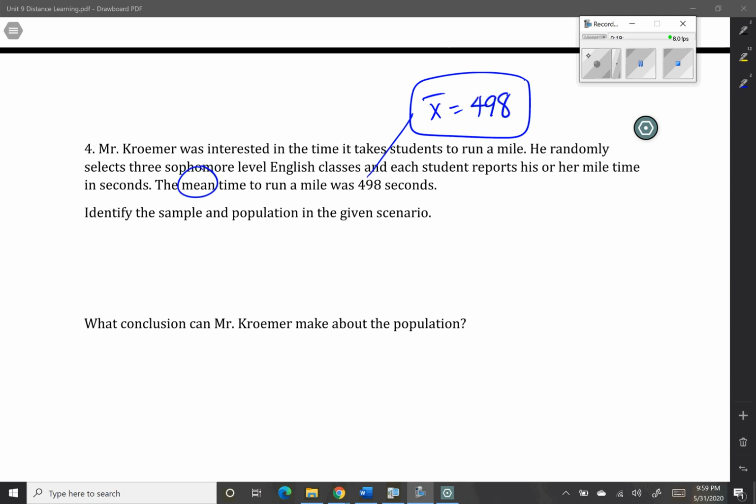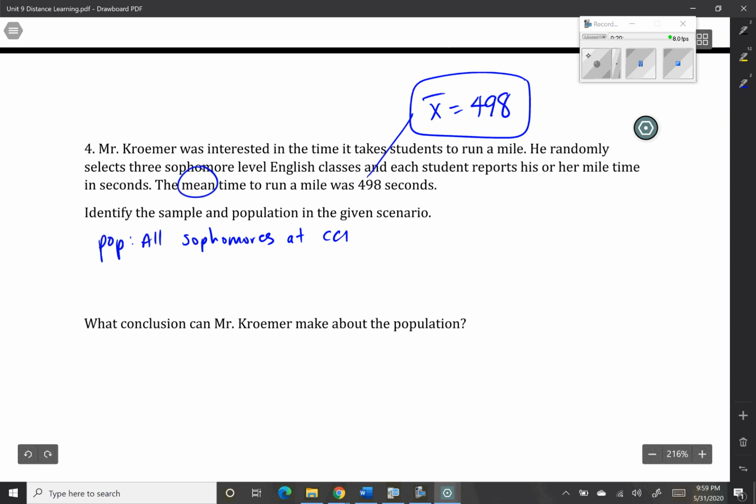So now we have to determine what's my population and what's my sample. So let's start with the population. That's usually easier to identify. So the population here is what Mr. Cromer is looking for. So Mr. Cromer is interested in the time it takes students to run a mile. He randomly selects 3 sophomore level English classes, so we're only taking students from the sophomore class, meaning Mr. Cromer is only interested in sophomores. So we are talking about all sophomores at CCHS.